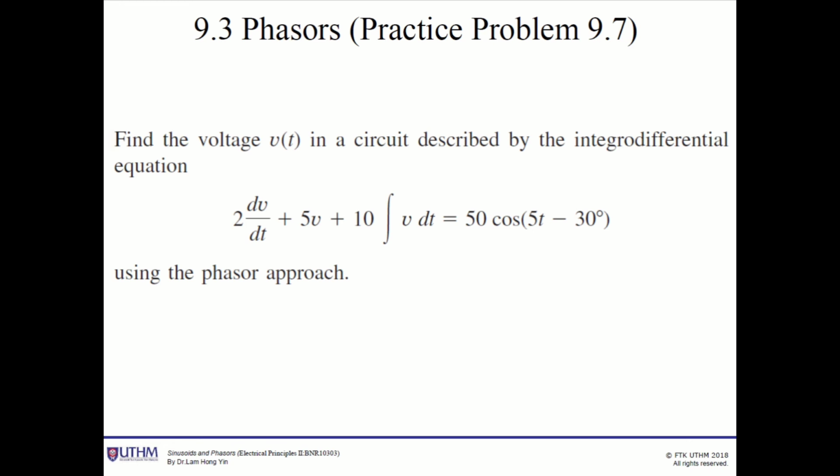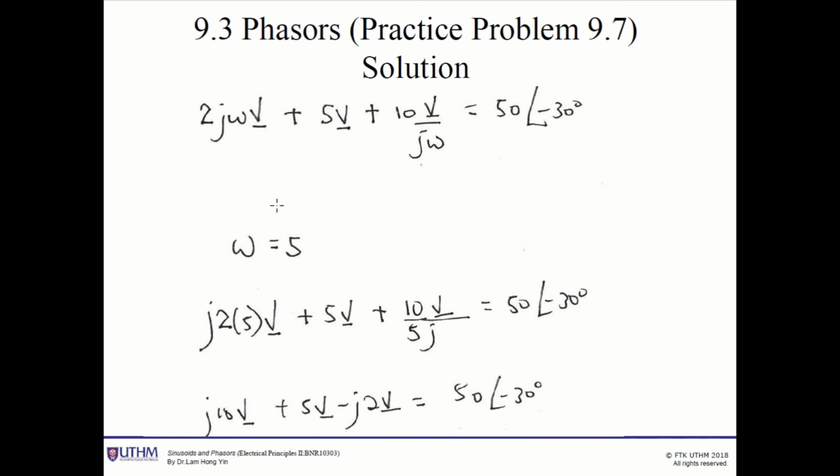So let's look at another example. Find voltage v(t) in the circuit described by the integro-differential equation over here using the phasor approach. If you look at this equation, there's a derivative and an integral. Because the question asks you to use a phasor approach, you change this dv/dt and the integral of v dt into the phasor representation. To change it, dv/dt is equal to jωV, while the integral of v dt is V over jω.